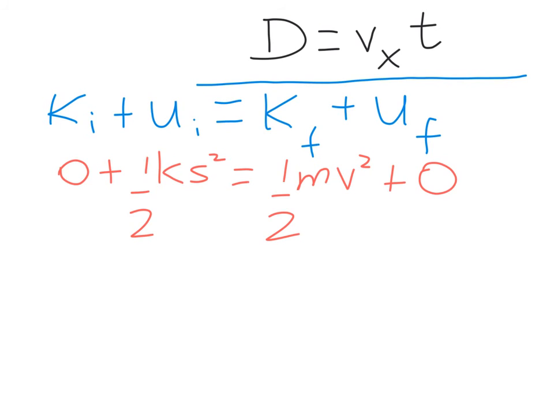Now we can solve for V. Doing so, we see that V is equal to S times the square root of K over M. So how does this help us? Well, this tells us that if we double the compression that the spring sees in the beginning, then that doubles the velocity of the ball once it's left the spring. And at the moment it leaves the table, all that velocity is the x velocity. And so if we double the x velocity, then we will double the distance that it covers horizontally. And that is the solution to that problem.